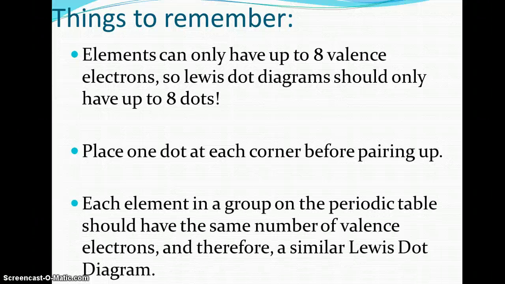And lastly, each element in a group on the periodic table should have the same number of valence electrons and therefore a similar dot diagram. So everybody in group 7 will have 7 dots, everyone in group 8 will have 8 dots, and so forth.